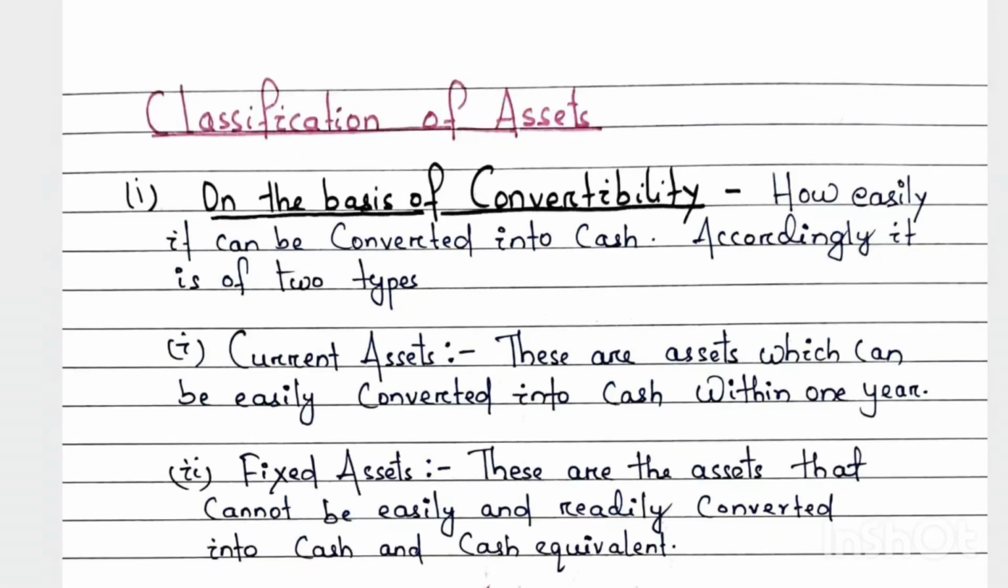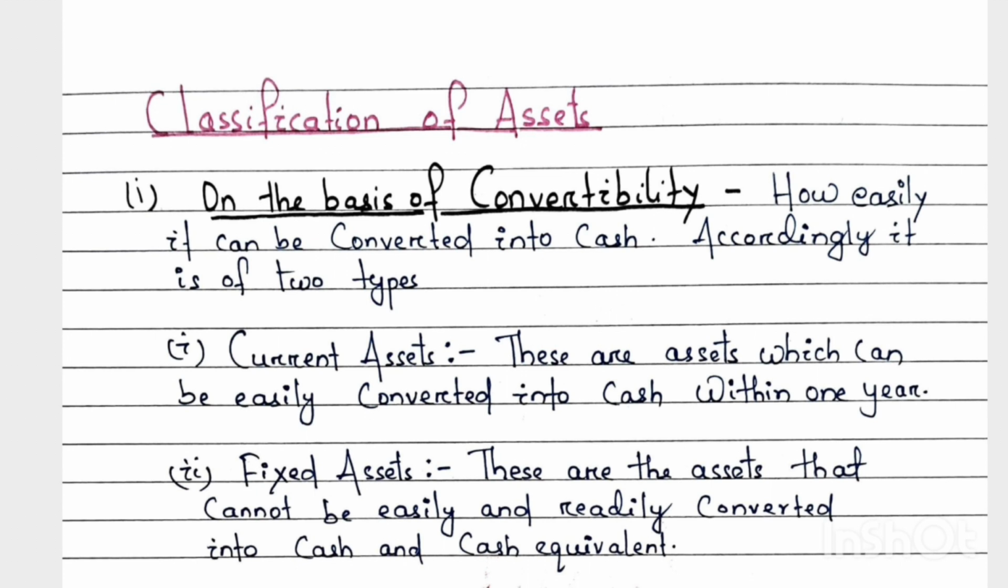Now let us understand the classification of assets. First, on the basis of convertibility, that is, how easily it can be converted into cash. Accordingly, it is of two types. First, current assets. Second, fixed assets. Now what are current assets? These are the assets which can be easily converted into cash within 1 year. For example, stock, debtors, prepaid expenses, cash in hand, cash at bank.